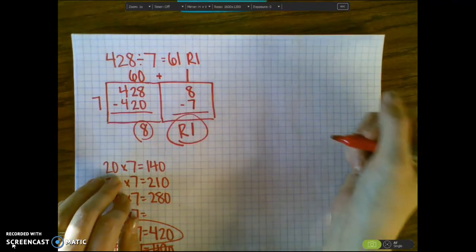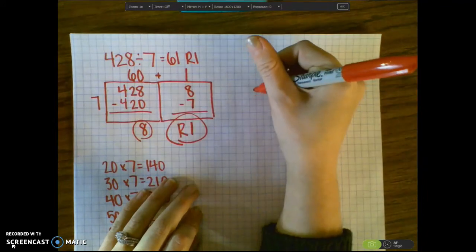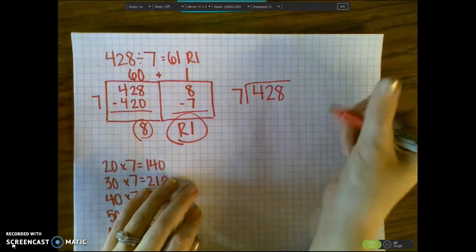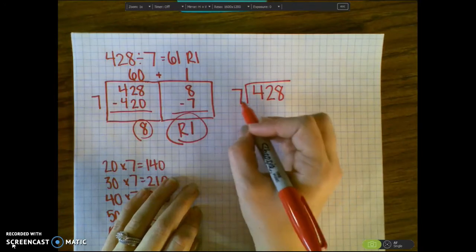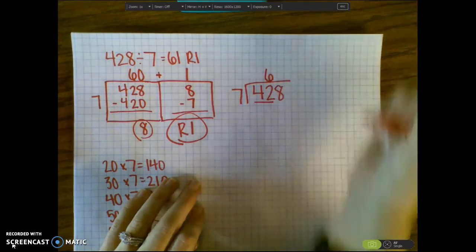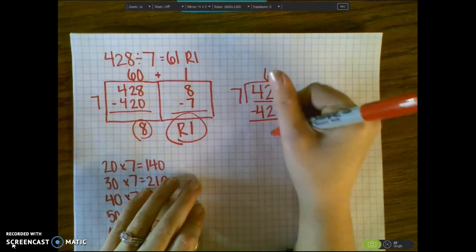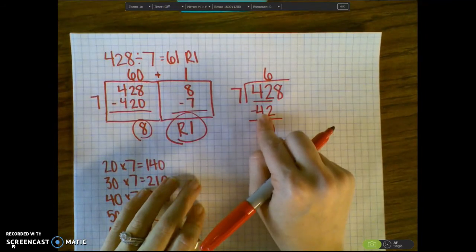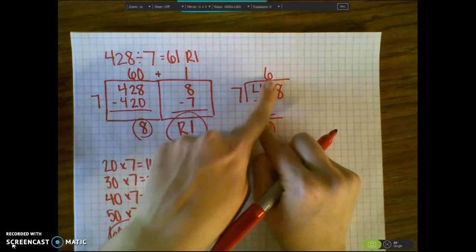You might be asking how this relates to the traditional vertical division that you may have learned in school. 428 divided by 7. You may remember, okay, does 7 go into 4? Nope. Does 7 go into 42? Yes, it does. It goes into 42 6 times. We subtract 42 and we get 0. But in reality, we're not just subtracting 42. We're subtracting 42 tens because the 6 is in the tens place.